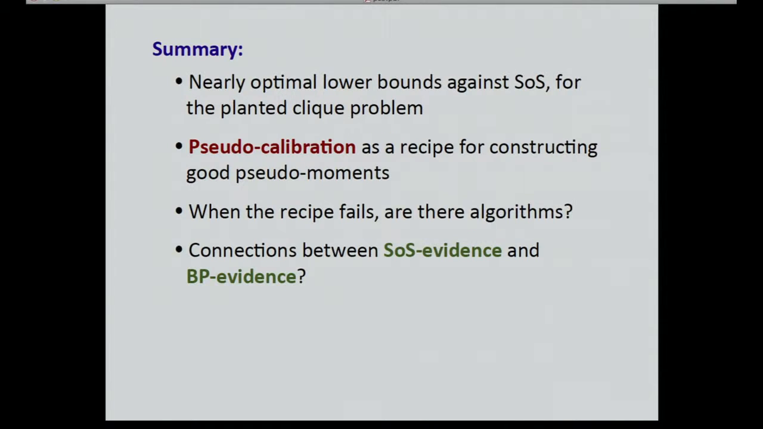And what I think, as an algorithms person, is exciting is that maybe when this recipe fails, it means that SOS really is powerful. It's already been powerful in a lot of different settings, but it gives you at least an easier way to check whether you should be optimistic for your problem.